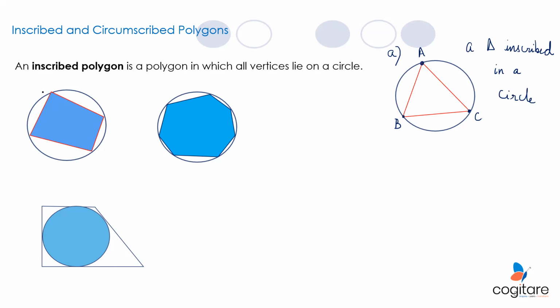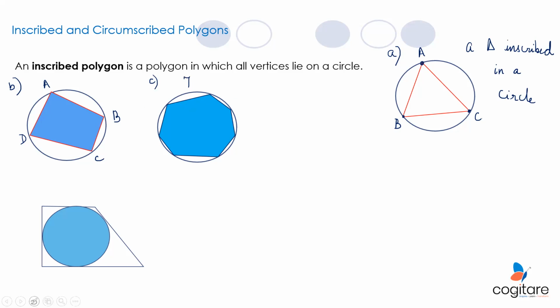Okay, and in figure B, we have a quadrilateral ABCD that's inscribed in a circle. And in figure C, do you want to guess what sort of polygon this is? How many sides does it have? 7, right? So it is a 7-sided polygon that is inscribed in a circle. Okay, it's not necessary for these polygons to be regular polygons. As long as I can have the vertices of a polygon lie on the circumference of a circle, it's an inscribed polygon.